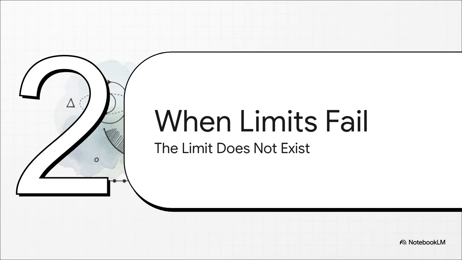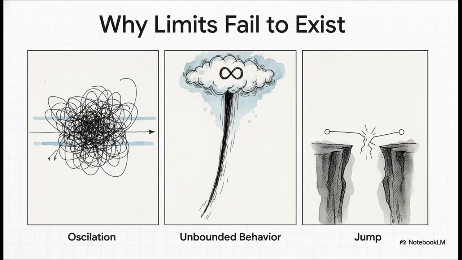But does this process always work? Think back to that crazy sin pi over x example. Sometimes, even with our full toolkit, we discover that there just isn't a single number that the function is approaching. And in those cases, we say the limit does not exist. And there are usually three main culprits for this.